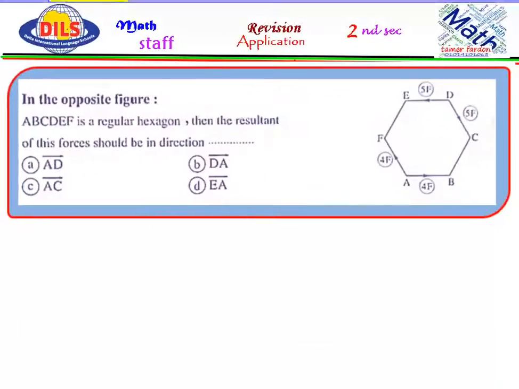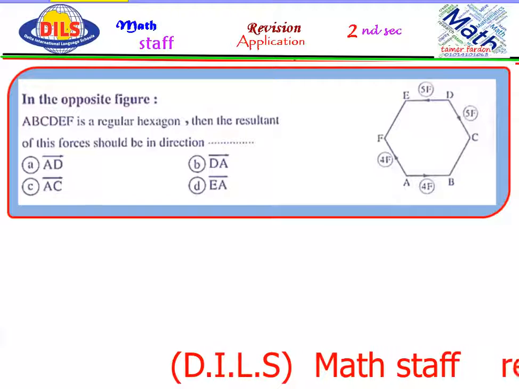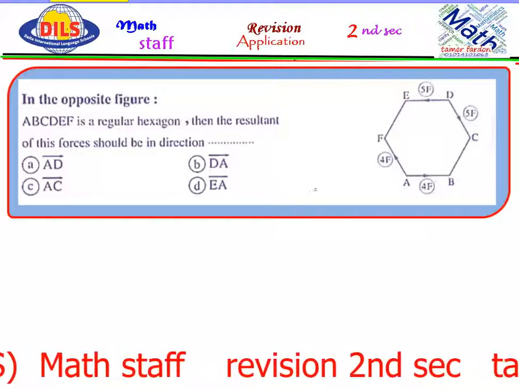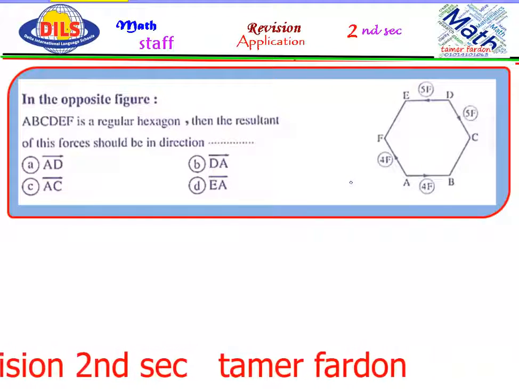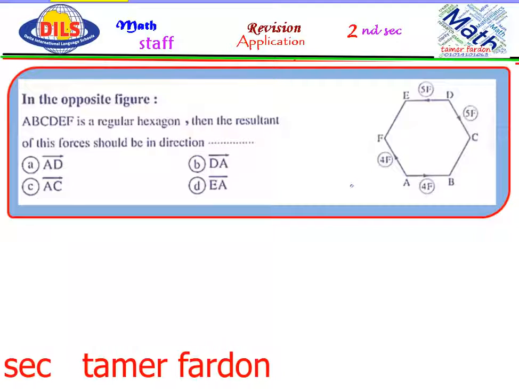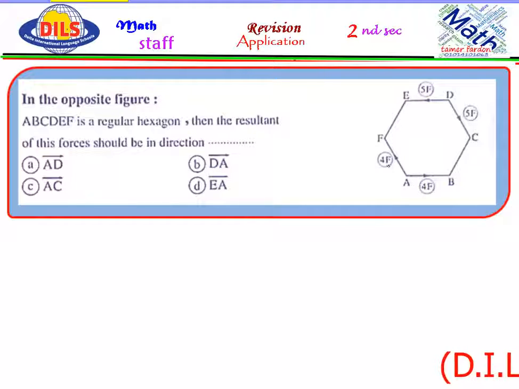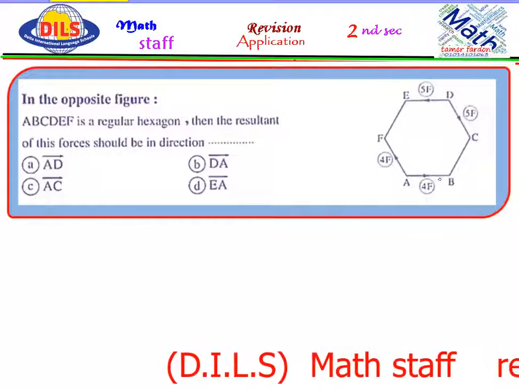Exercise number 1. In the opposite figure, AB, CD, AF, regular hexagon, then the resultant of these forces should be in the direction AD, DA, AC, EA. Here we have a regular hexagon and four forces act in its sides.